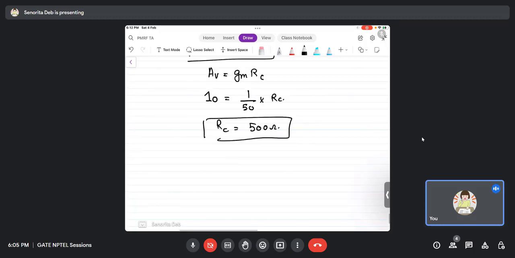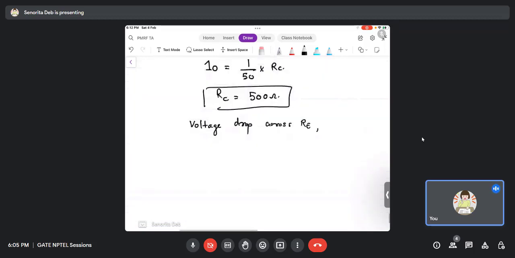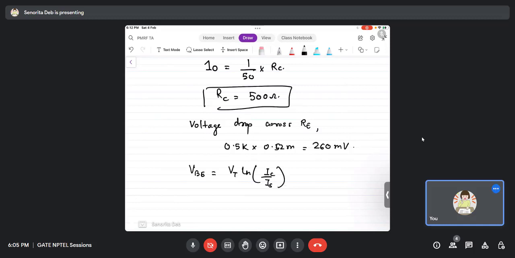And now the voltage drop across Re. So voltage drop across Re is equal to 0.5 K into 0.52 milli, which is nothing but 260 millivolts. Okay, now to find out VB, you know the formula VT natural log IC by IS. So I am just running through this because we have very less time. Okay, and you already know these kind of steps.